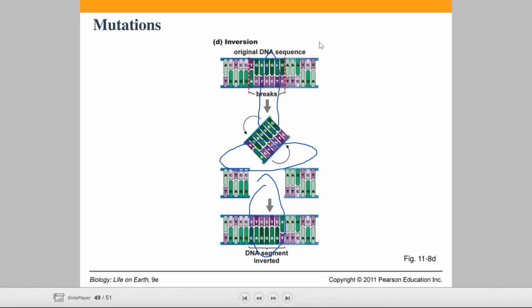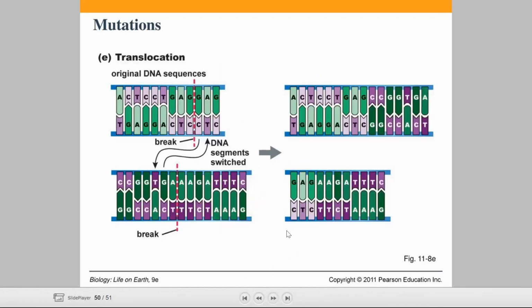Next one, inversion. The original DNA sequence undergoes breaks at a certain point and it flips. So after the flipping, the DNA segment is inverted. We call it inversion. Like you rotate a picture and then you put that picture back into the original one. Translocation. DNA segments switch, not only break, but after the break, usually involving more than one DNA strand. In this picture, there are two DNA strands involved, the top strand and the bottom strand. Both of those strands break at a certain point, and then they switch to one another. So now the top strand becomes longer, and the bottom strand from long becomes short, as you can see in the picture.